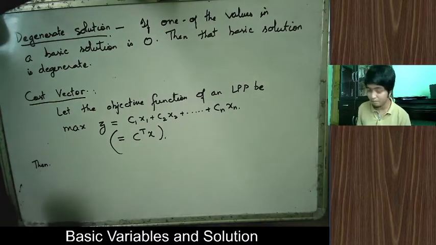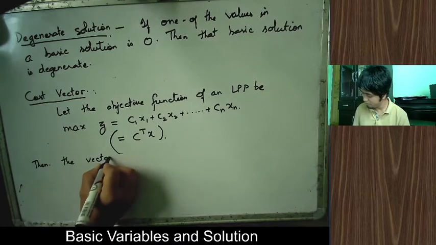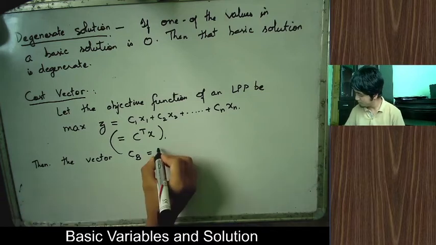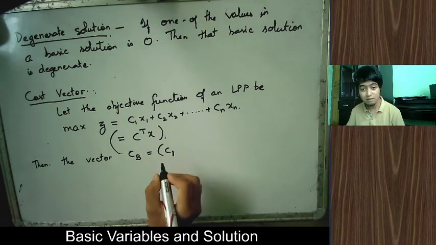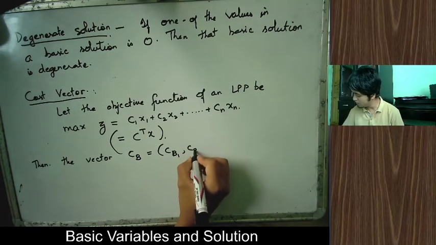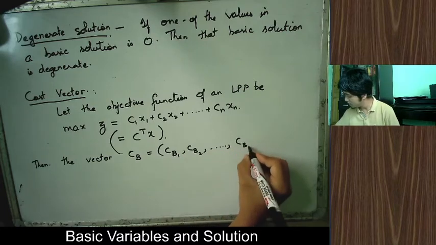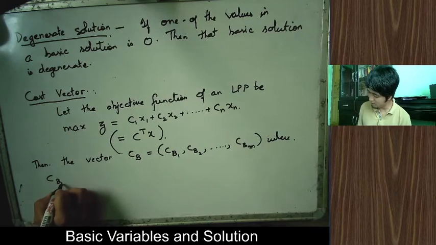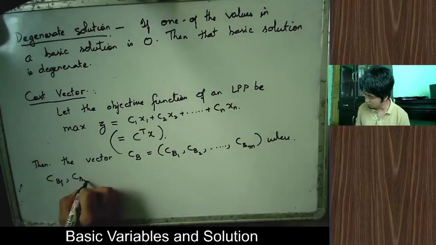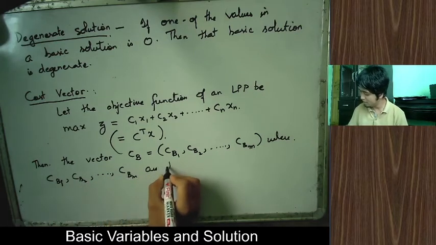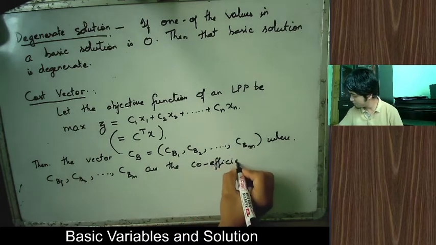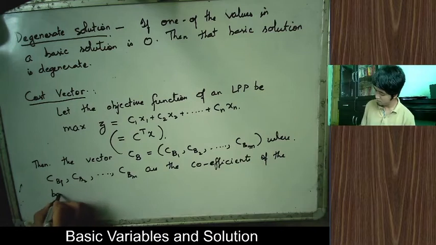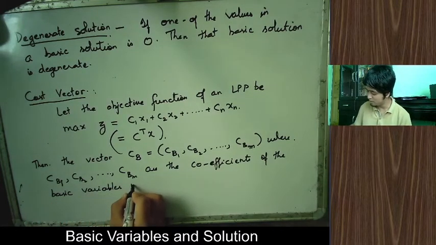So let this one be the objective function. Then the vector CB equals CB1, CB2, up to CBm, where CB1, CB2, up to CBm are the coefficients of the basic variables in the objective function.